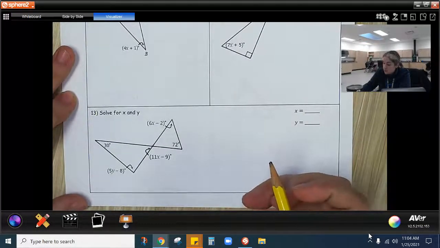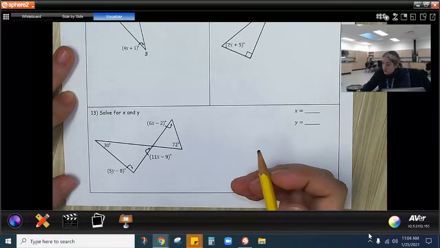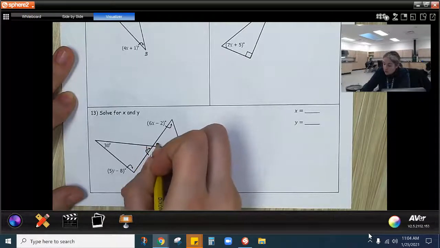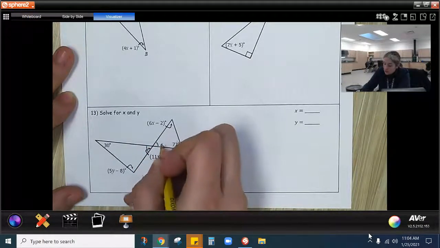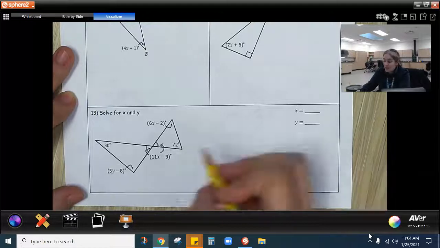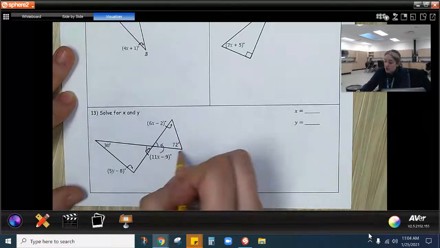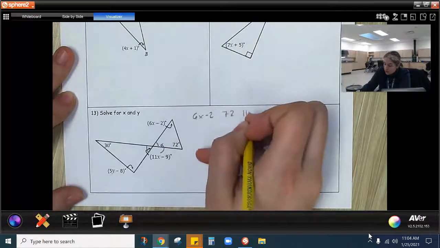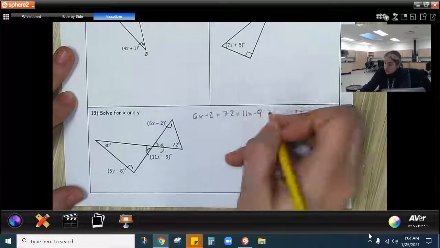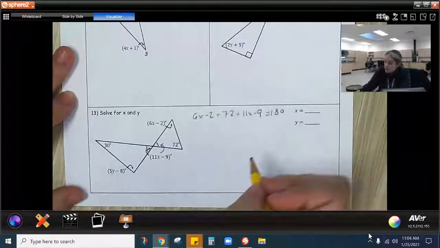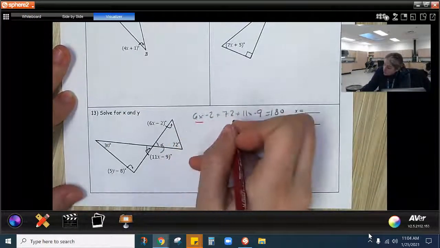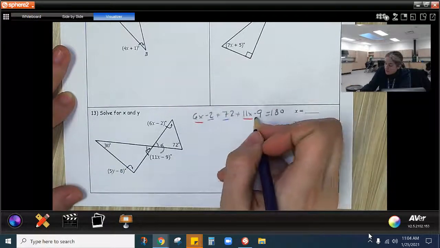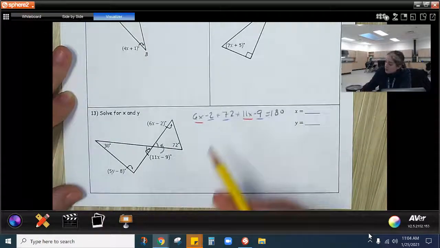So the first thing I want to do is I notice that I have an angle here, and its vertical angle is right there. So that means this angle is also 11x minus 9. Well, why does that help me? I have 3 angles for this triangle: 6x minus 2, 72, and then 11x minus 9. I know that all of these are going to add to make 180. So I'm going to just find my like terms. I'm going to use some color this time. It helps my brain better than all gray.